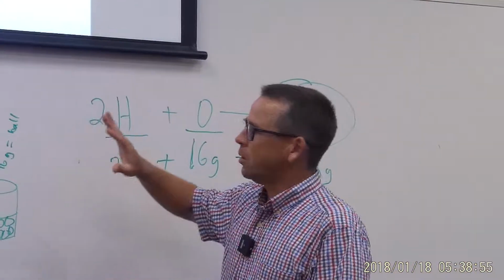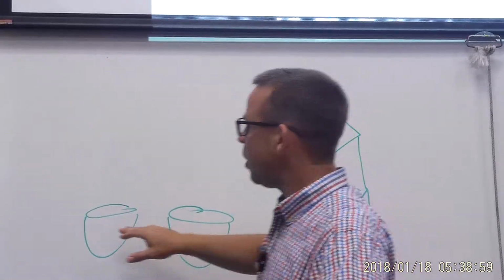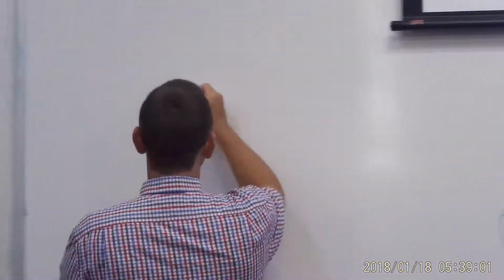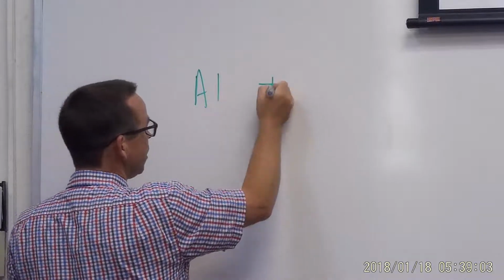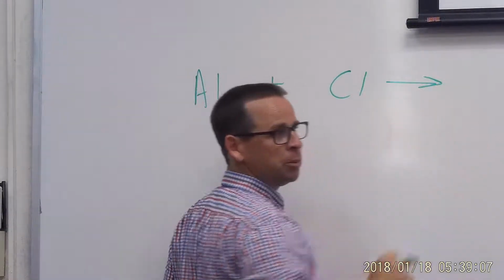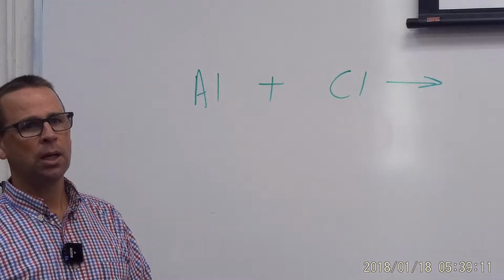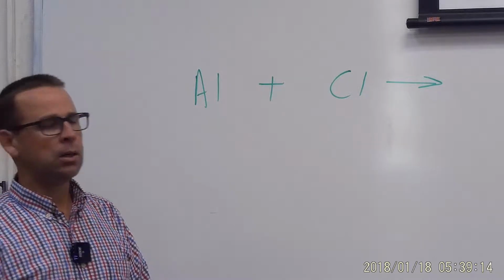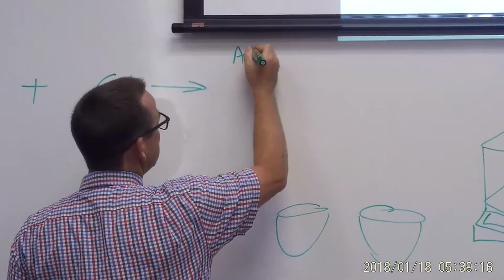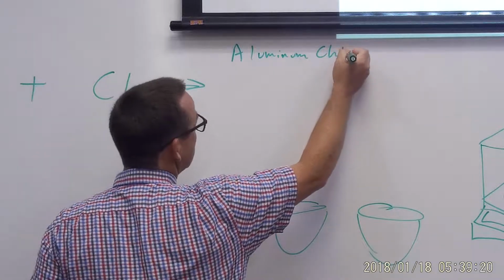Anyway, okay. So to know how much you have to weigh out, you have to look at the chemical reaction. For example, here's a chemical reaction where I'm going to combine aluminum and chlorine, and I want to form aluminum chloride. What's the chemical formula for aluminum chloride? Talk to your neighbors really quick.